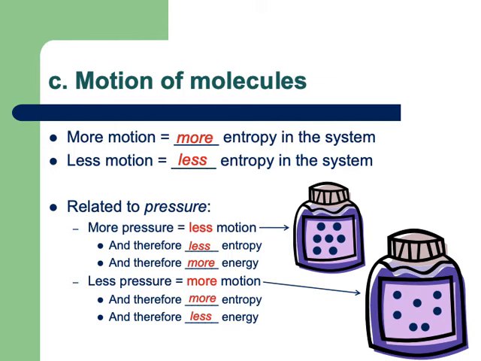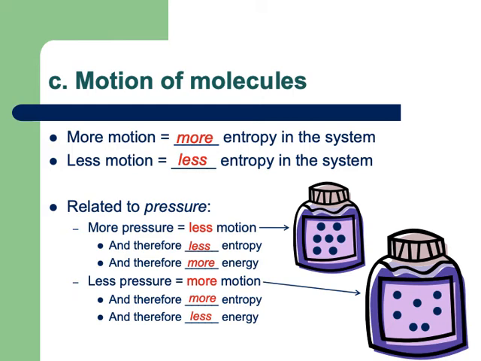The smaller container with 7 molecules in it has higher pressure, while the container that is larger with 7 molecules has less pressure. So the more pressure, if we look at that little container, has less motion because there's less room for those 7 molecules to move. And therefore it has less entropy.